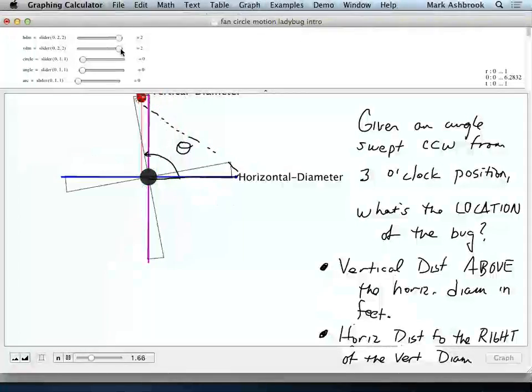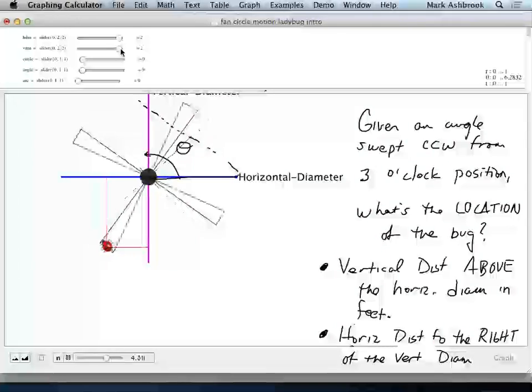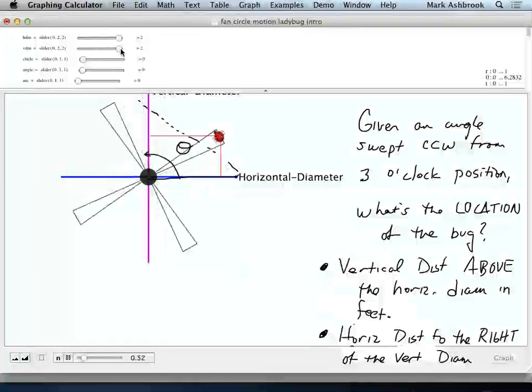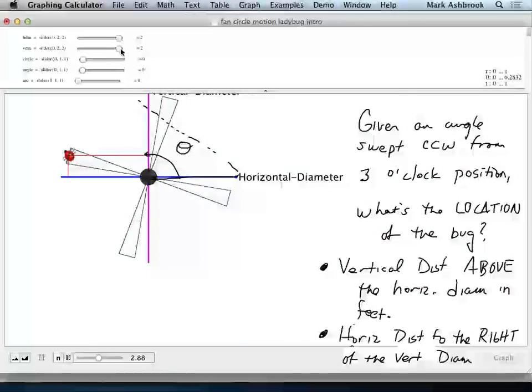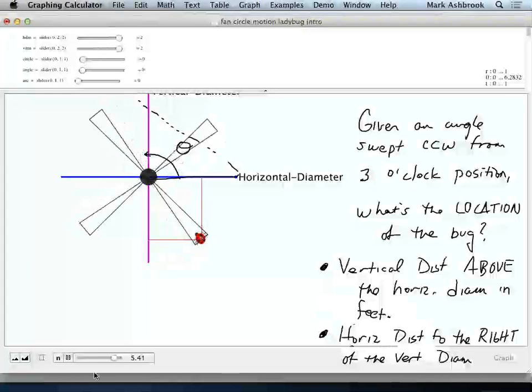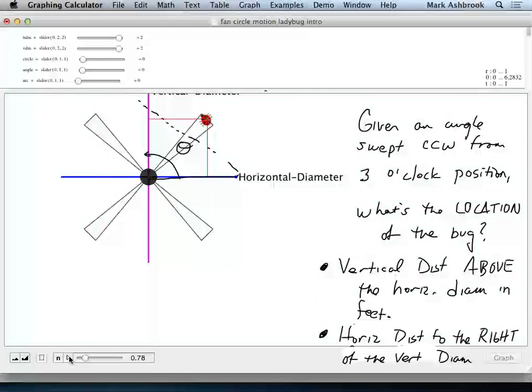Okay, so these two quantities, the vertical distance above the horizontal diameter, and the horizontal distance to the right of the vertical diameter, given an angle, will pinpoint a specific location of the bug. Okay, so today we're going to focus on this one. We're actually just creating a function here. The input is the angle, and then the output, we're going to focus on this vertical distance above the horizontal diameter. So I'll turn this other one off.